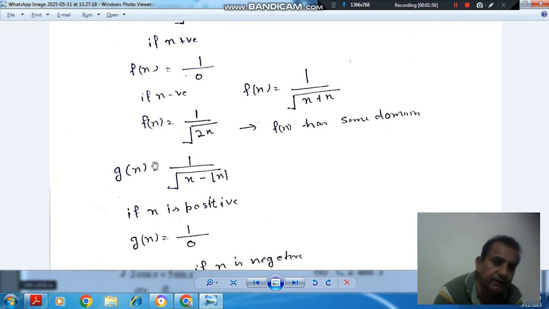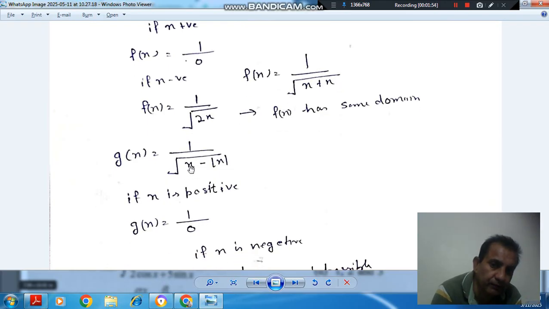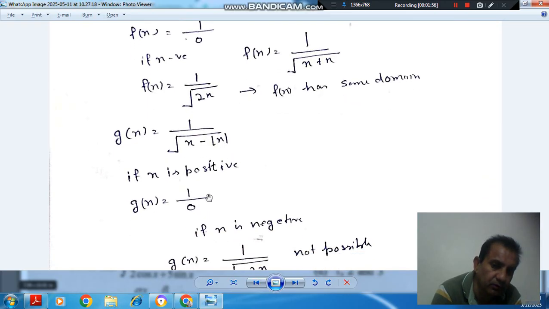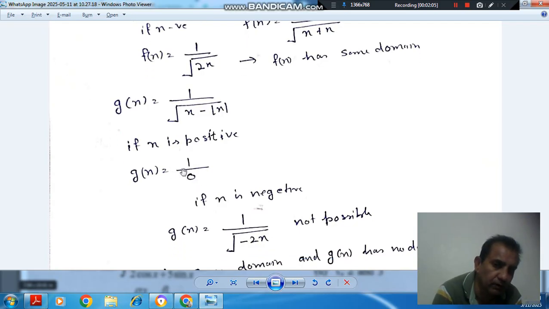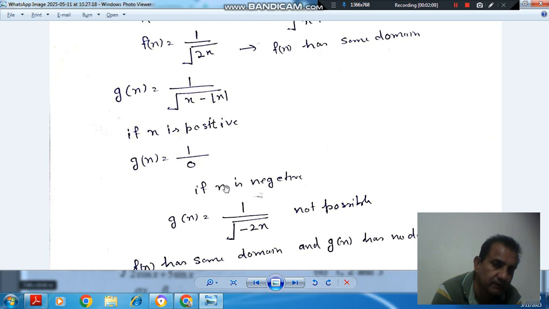Now if we take g(x), when x is positive, then this x minus x will be 0, because this will always be x, so it will be 0. So this is not possible. 1 by 0 is infinite.